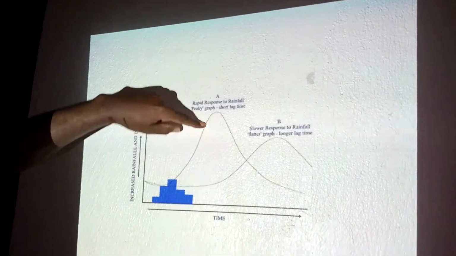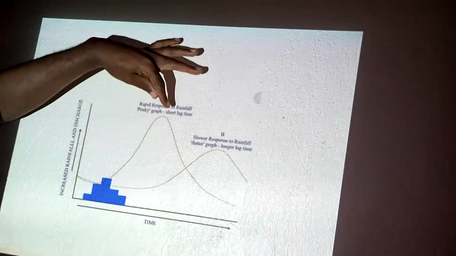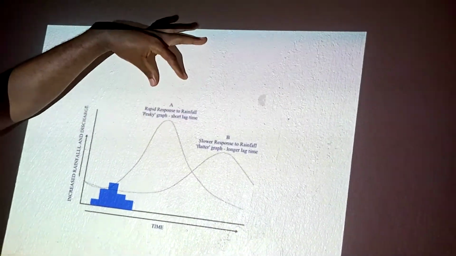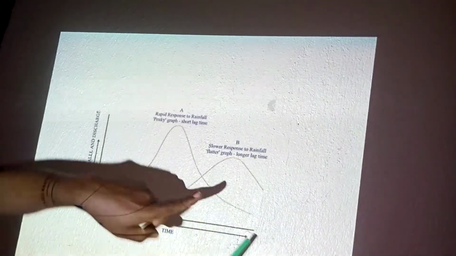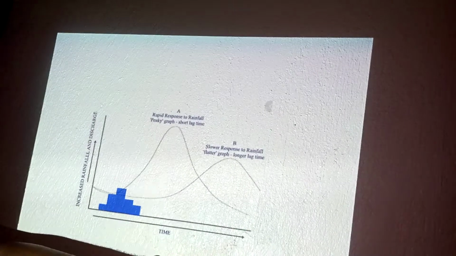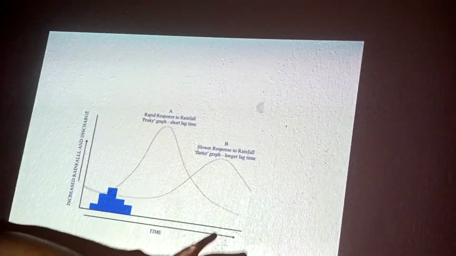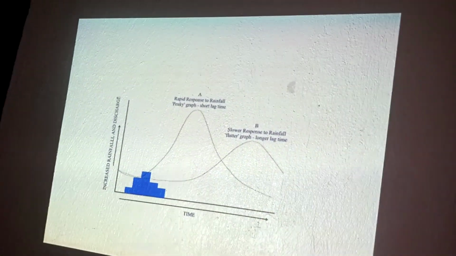This is a river that is in a drainage basin with a lower temperature, and this is a river that is in a drainage basin with a higher temperature.